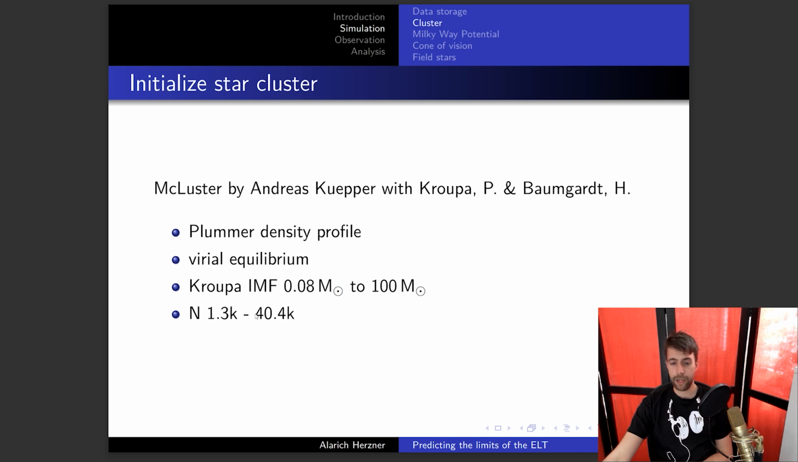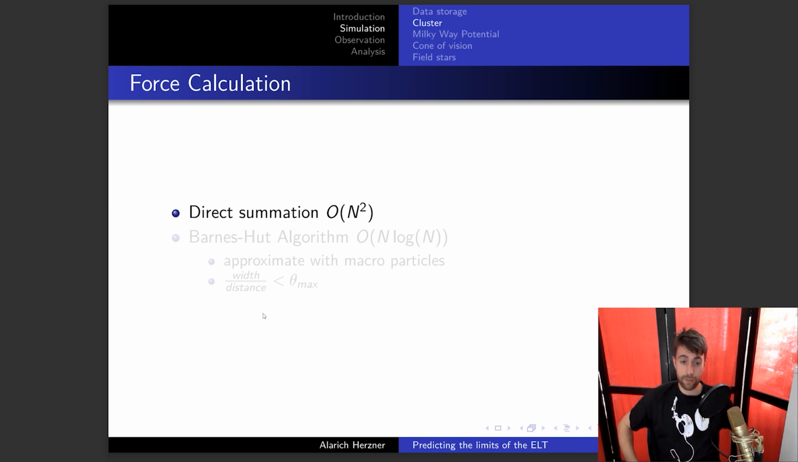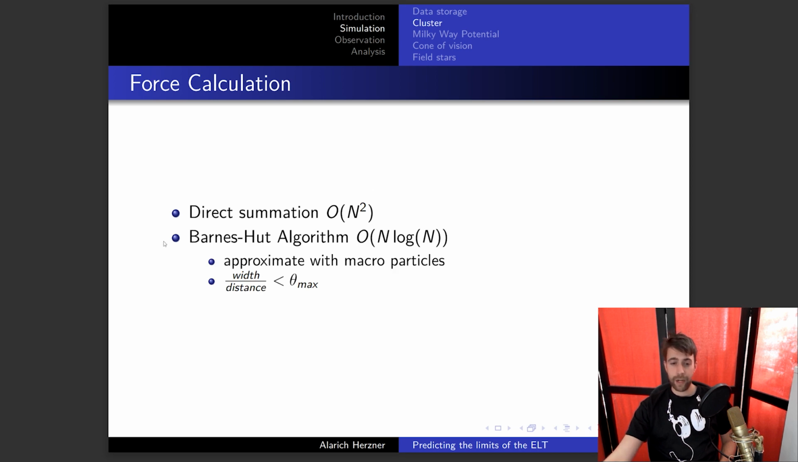the positions in the future, because the position of each star depends on the positions of all the other stars, or rather the force acting on one star results from all the other stars. So with a naive algorithm, this would scale with n squared. It's called direct summation. And of course, this is not an option when we have n over 40,000. We can't do that. So what I ended up implementing is the Barnes-Hut algorithm, which scales with n log n, which is of course way better than n squared.